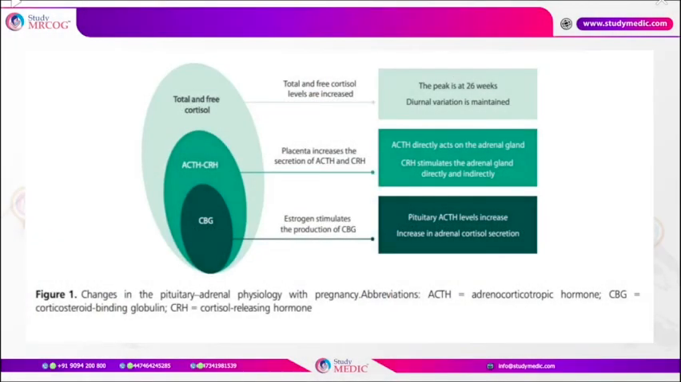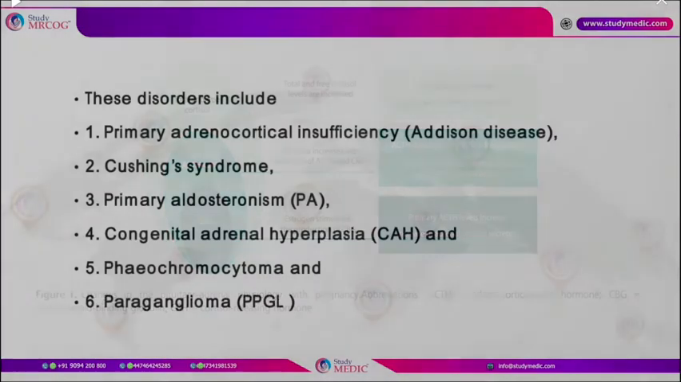So here is the diagrammatic representation where you could see that the peak is at 26 weeks and the diurnal variation is maintained for the total and the free cortisol level as they are increased. ACTH directly acts on the adrenal gland and you could see that there is a placental increase in the secretion of ACTH and CRH in the course of the pregnancy. Estrogen stimulates the cortisol binding globulin, which in turn causes the increase in the adrenal cortisol secretion.